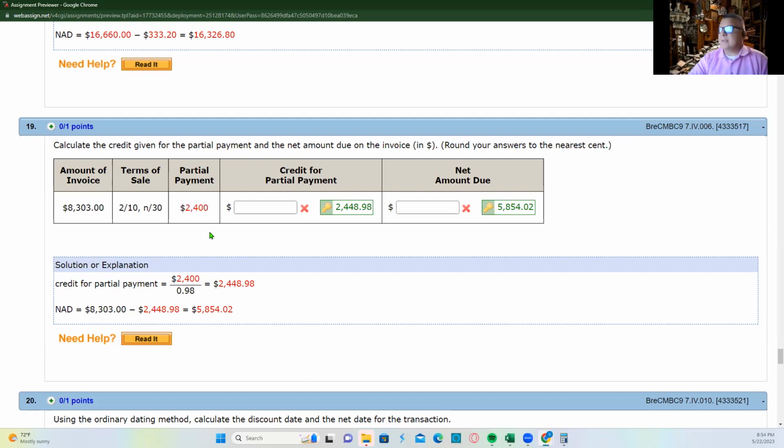And the way you figure that is your credit for partial payment is going to be equal to your partial payment divided by 100% minus 2%. So that's 0.98, 98%. So you made a $2,400 payment. You get to take $2,448.98 off of your invoice because you paid within this time period here. So your new total is going to be your original invoice amount minus your partial payment with your credit for partial payment added in.